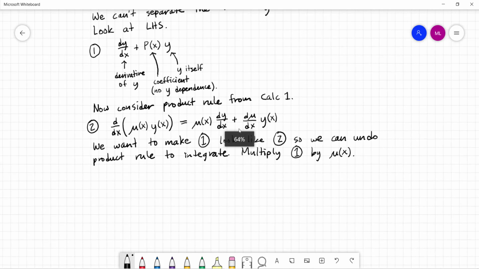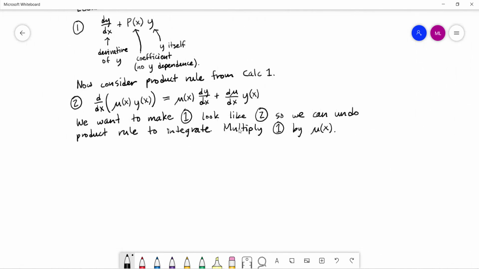And let's see if I can get this all on the screen at once. When I do that, I'm going to get the following. So I'm going to get mu of x times dy dx. And again, I'm just multiplying mu of x times this whole first equation here, plus mu of x times p of x times y. So they're looking closer. I've modified 1, so it looks more like 2. Now the first term here matches exactly with the first term here. The second term isn't there yet.